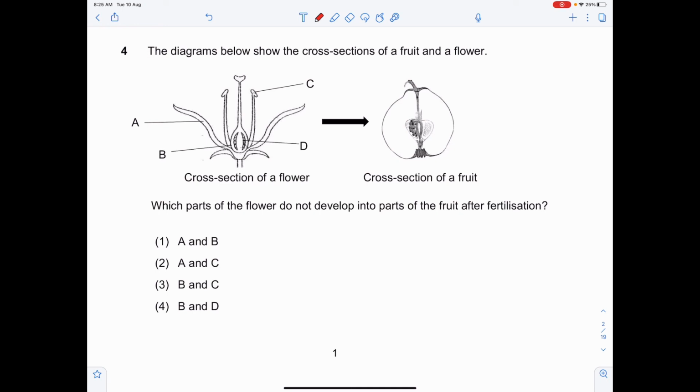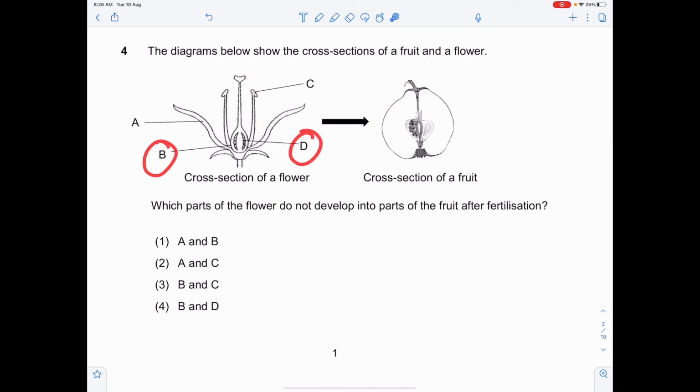Next, the diagram below shows the cross sections of a fruit and a flower. Which parts of the flower do not develop into parts of fruits after fertilization? All right, so maybe we should look at the part that first becomes the flesh, right? The part that actually becomes the flesh of the fruit is B, which is your ovary.